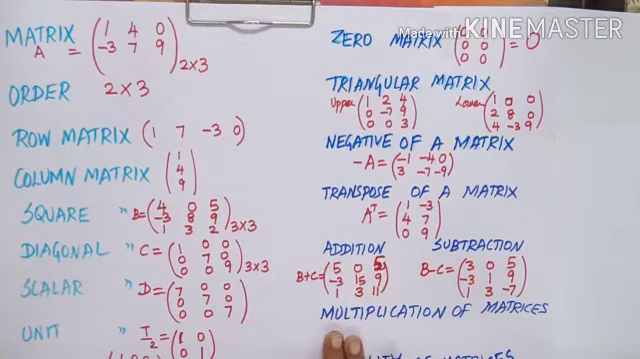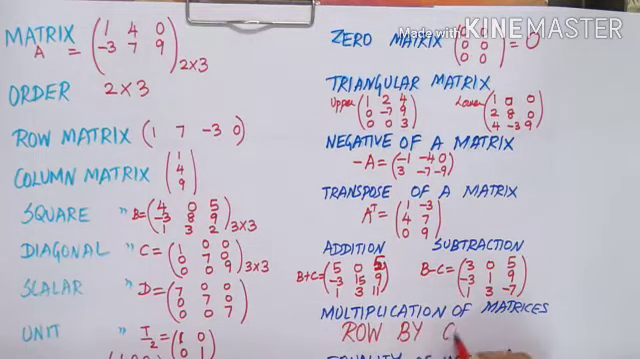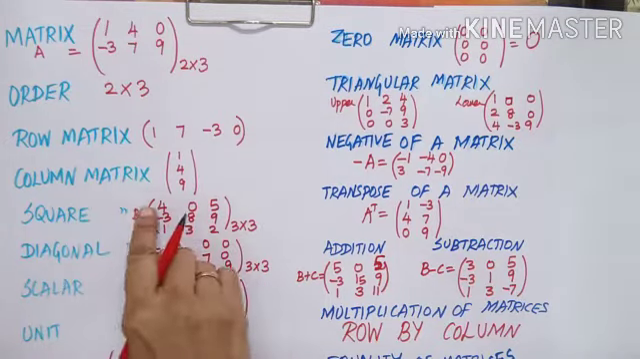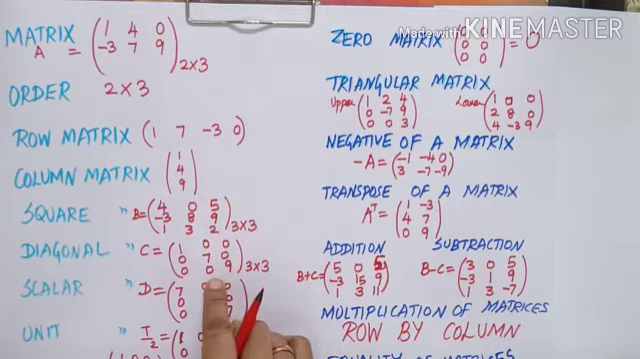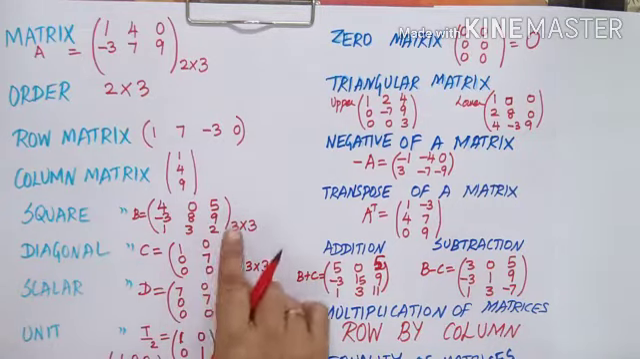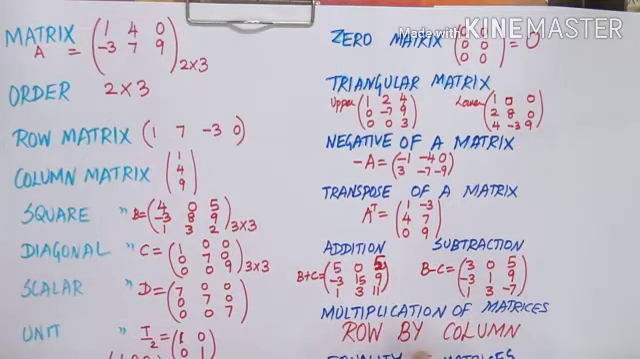The next idea is multiplication of matrices. Multiplication can be done by row by column. You have done in standard 10 how to multiply matrices. First row by first column. First row by second column. First row by third column. Same idea we do with second and third. So we can do only row by column.